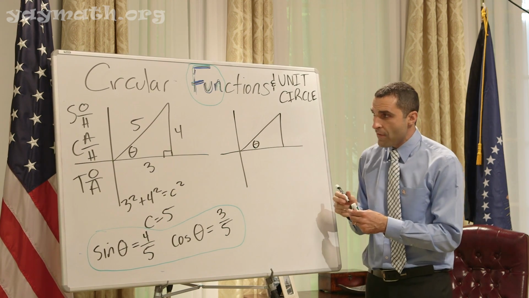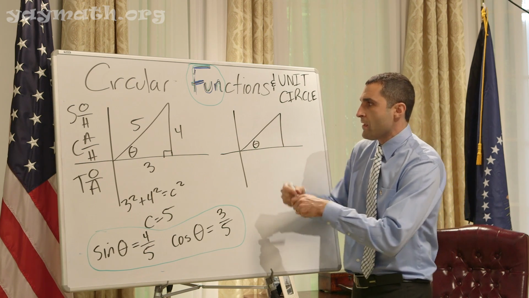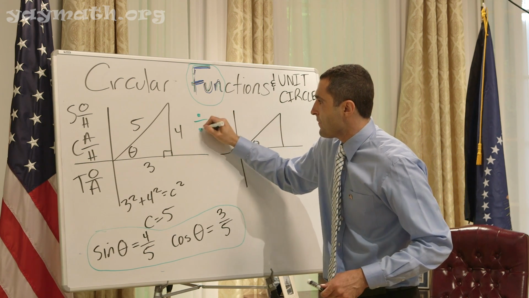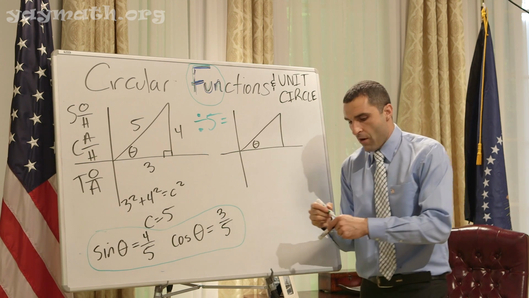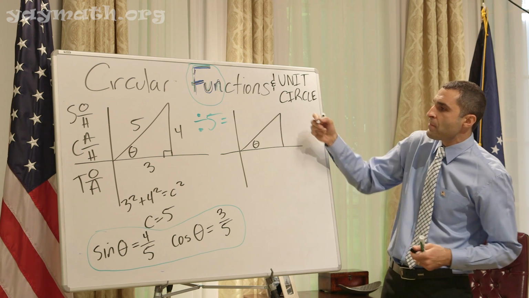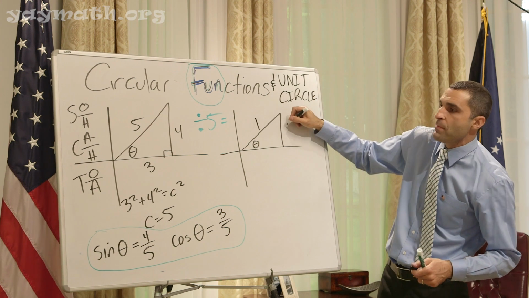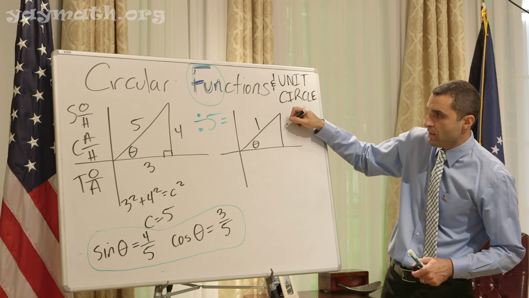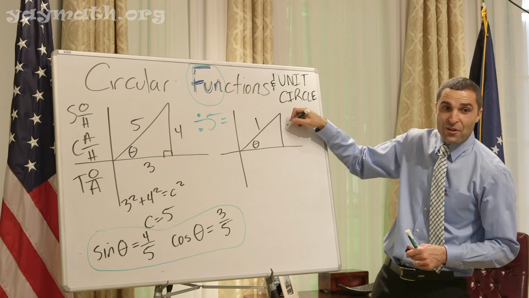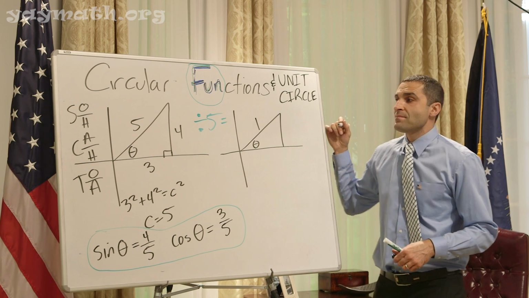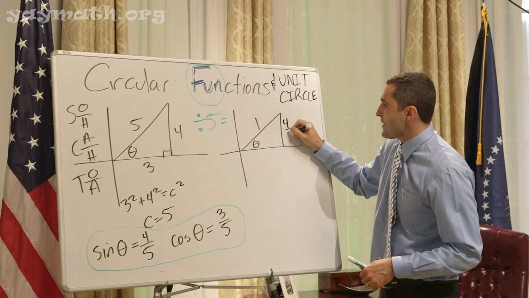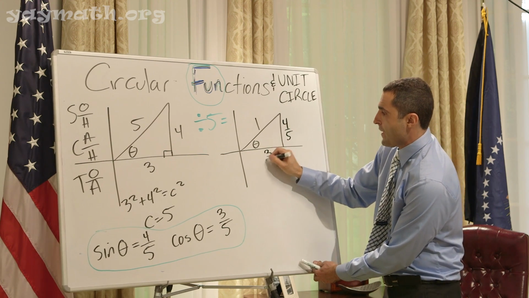If everything is divided by 5, let's actually put that in. Divide by 5. Now what would the hypotenuse be? 1. What would this be? Fraction, what over what? 4 over 5. That's right, 4 over 5. And this is 3 over 5, very good.